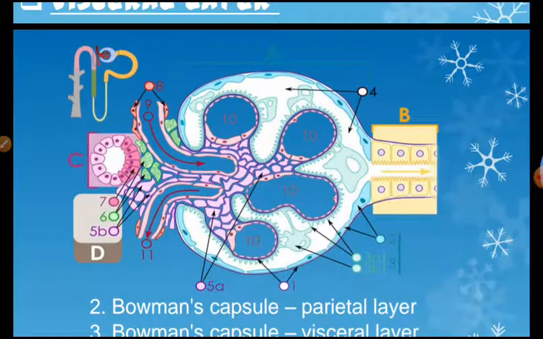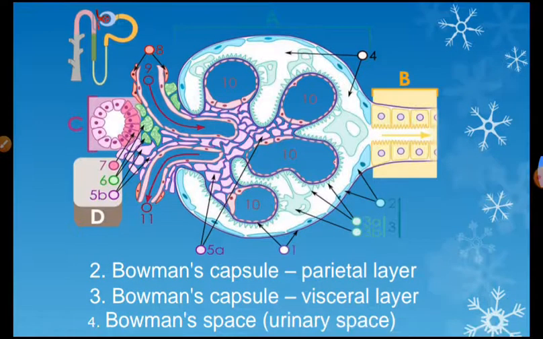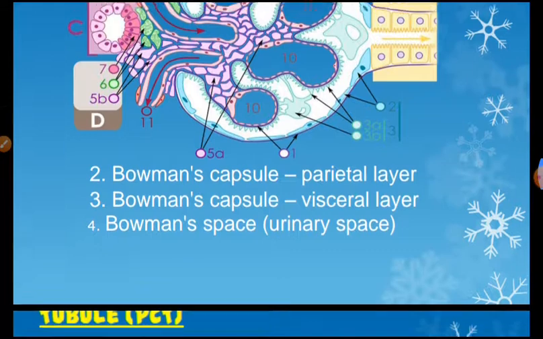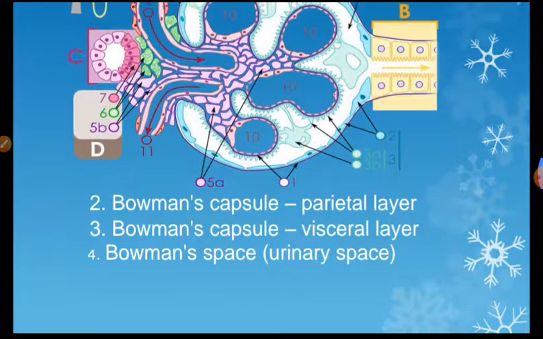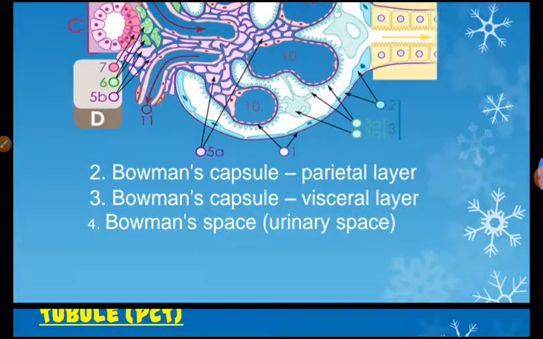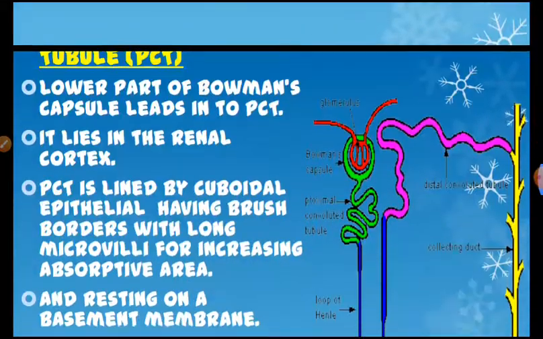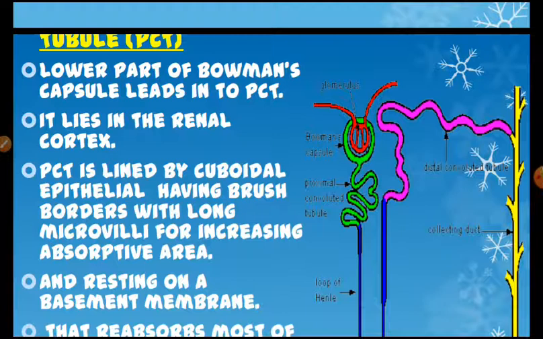So here in this picture you can clearly observe the Bowman's capsule's transverse section, and in this you can see the tuft of glomerulus, the blood vessels are ending, and here you can see a parietal layer and a visceral layer, and between these two layers the urinary space is present. This is also known as Bowman's space. So this Bowman's capsule now leads into PCT.